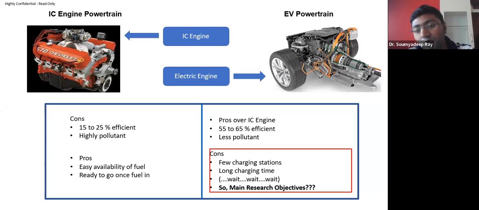Now the pros of the EV powertrain. EV powertrain basically means the motor control unit, which is able to drive the vehicle. Here, 50 to 65% efficient engines are there, which are much more efficient than the IC engine, and it is less pollutant, obviously, for its reasons.